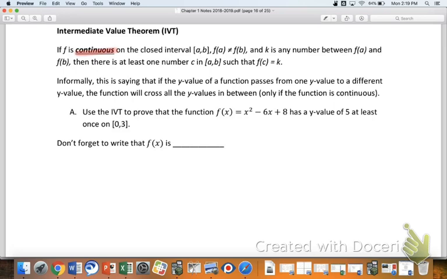Informally, this is saying that if the y value of a function passes from one y value to a different one, you've got to hit all the y values in between. So I think a graph is a nice way to look at this, and I'll just sketch in a little tiny graph up here.